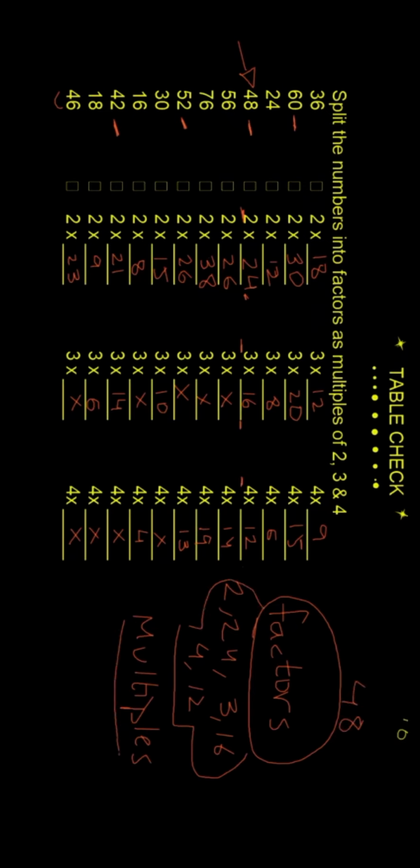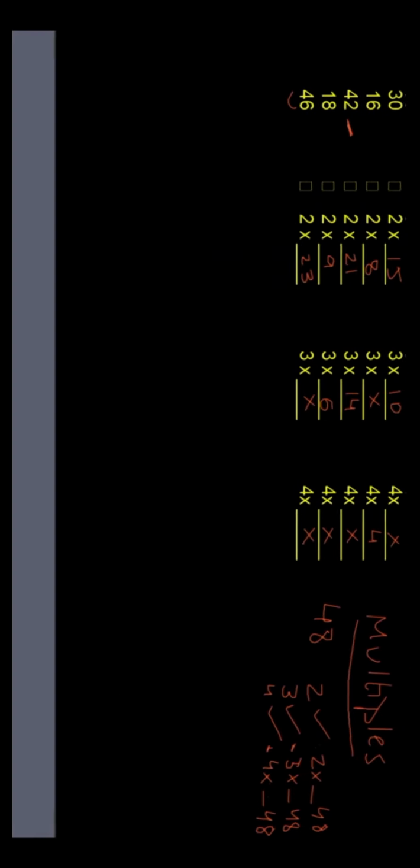But when I look at the multiples, what would I say? I would say 48 is a multiple of 2, is a multiple of 3, is a multiple of 4. Because 2 times something gives me a 48. 2 times 24 gives me a 48. 3 times something gives me a 48. 4 times something gives me a 48. Which means 48 is a multiple of 2, 3, and 4. Just to get familiar and review the terms factors and multiples, because that's what we're dealing with from now on.